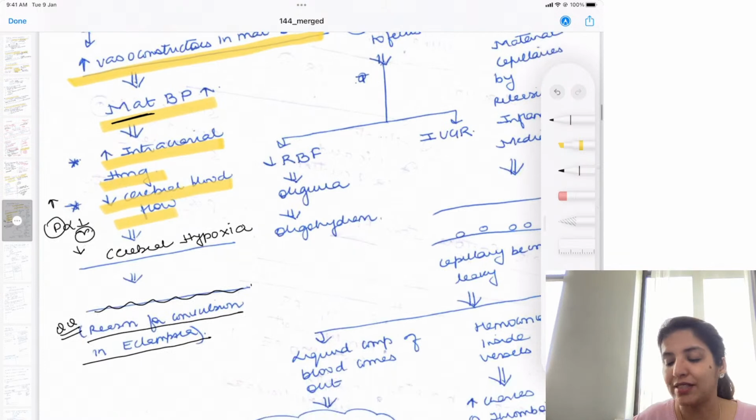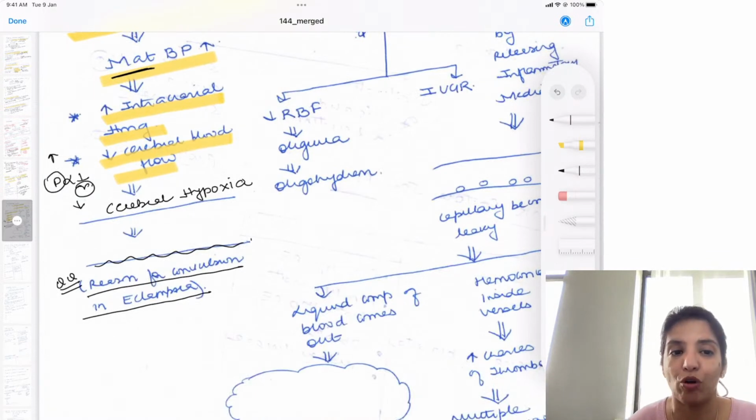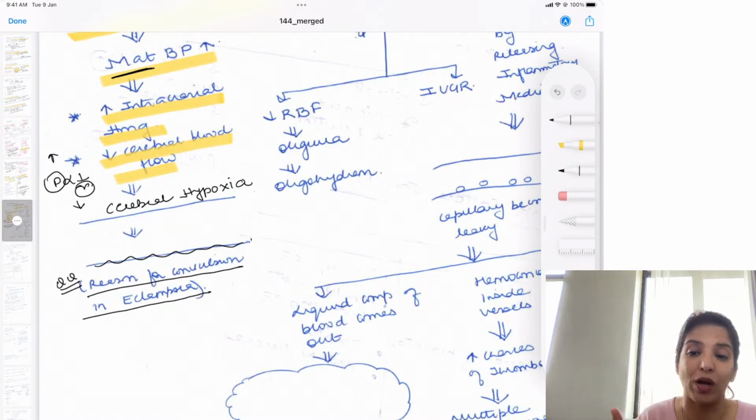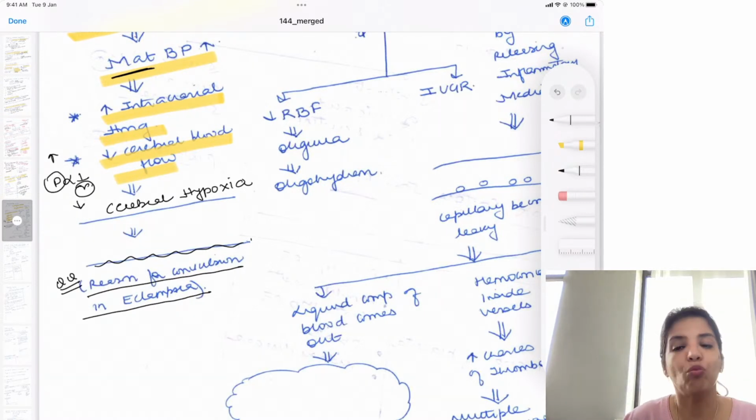And because of decrease in mother's cerebral blood flow, there will be cerebral hypoxia. And because of this cerebral hypoxia, there will be convulsions. And that is the reason why you get eclampsia. That is the reason why convulsions happen in a patient of eclampsia. Are you understanding? So if we want to stop this convulsion in a patient of eclampsia, what should I do?